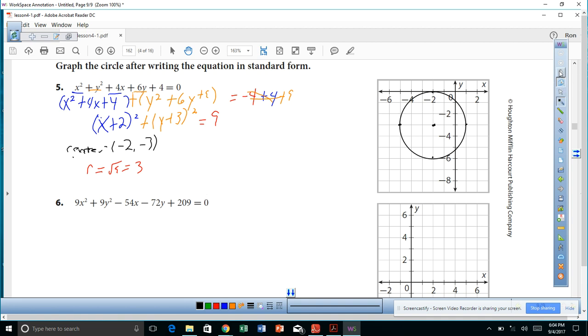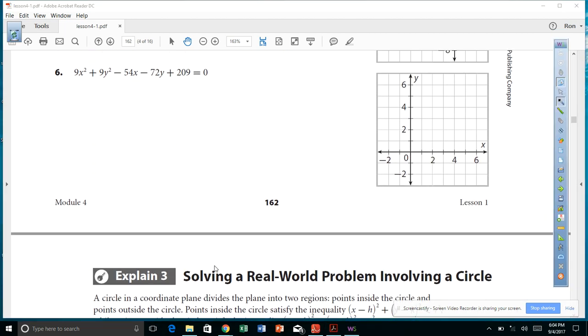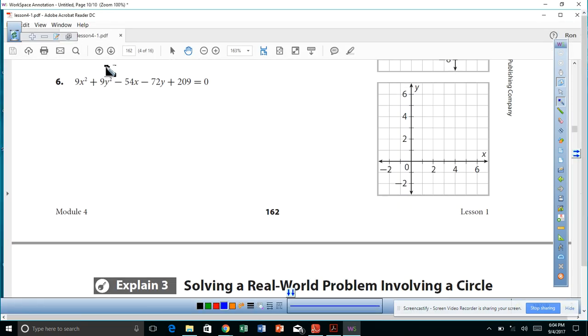All right, let's take a look at number 6 here. We have 9x squared. Again, I just want to first identify the x's. So I'm going to have 9x squared minus 54x. And then let's identify the y's. And then I'm going to have 9y squared minus 72y.